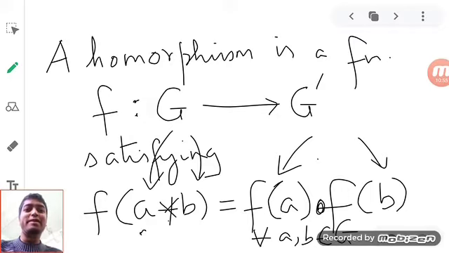Before we look into examples, I think it is best if we first have two theorems regarding homomorphisms. We will do examples, but I feel it is best to have the two theorems first.